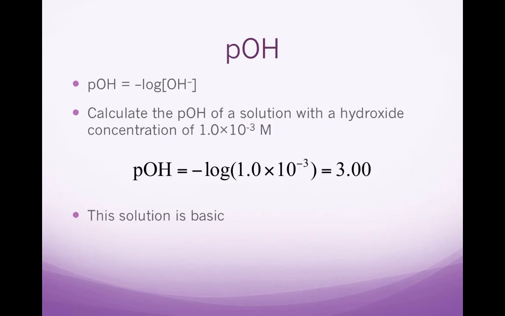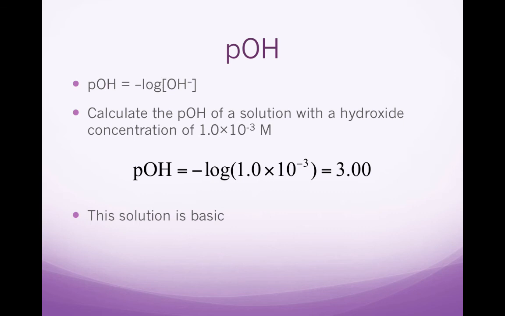pOH is analogous to pH. pOH is the negative log of the hydroxide ion concentration. So when we're talking about pH, we're talking about a scale that's related to the concentration of H+. pOH, we're looking at it relative to OH-.